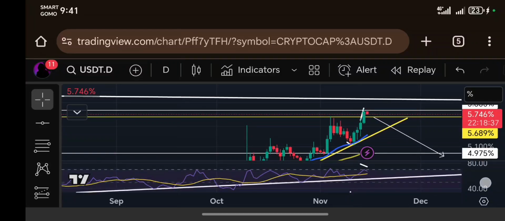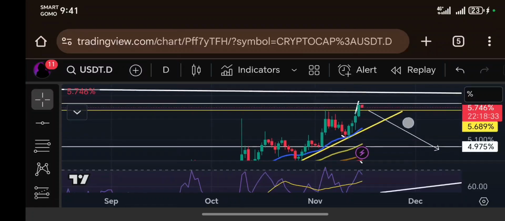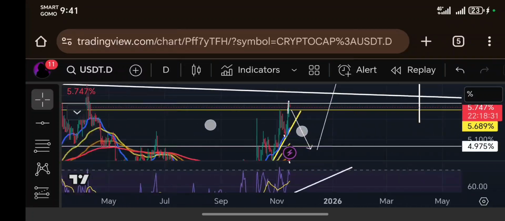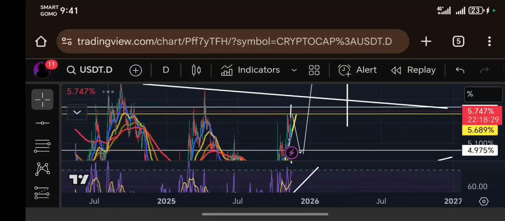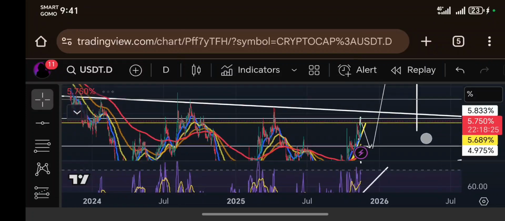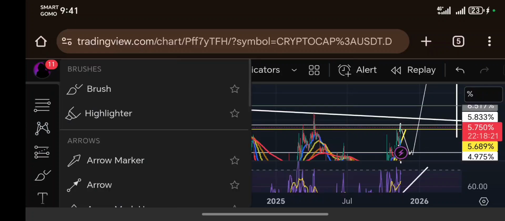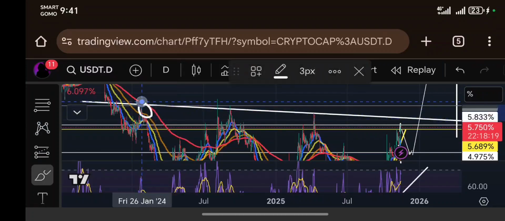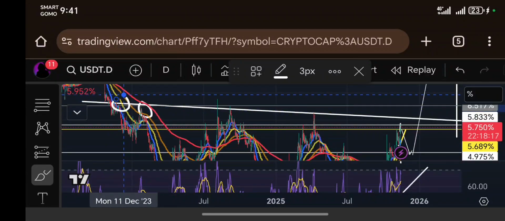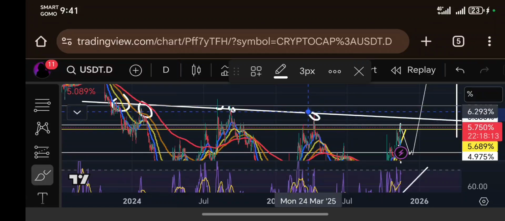But I want you to look at this. I want you to look very closely. Also, I adjusted this resistance trend line here. I've adjusted it a little bit lower. Okay, and this one is much more perfect. Resistance, resistance, resistance, resistance, there, resistance.